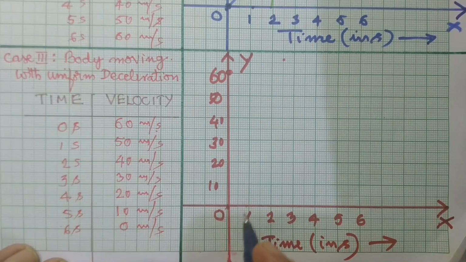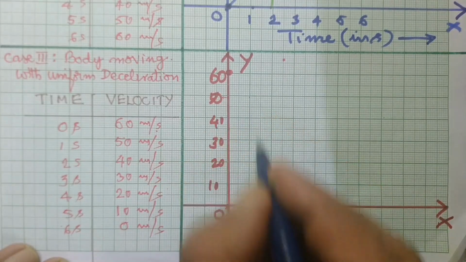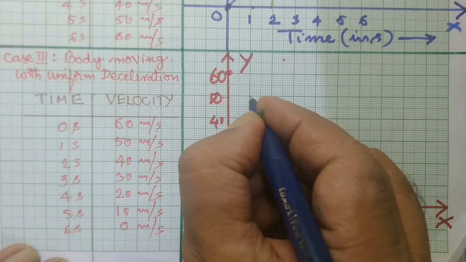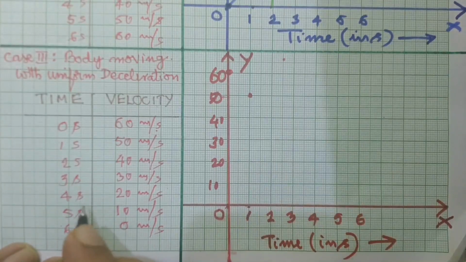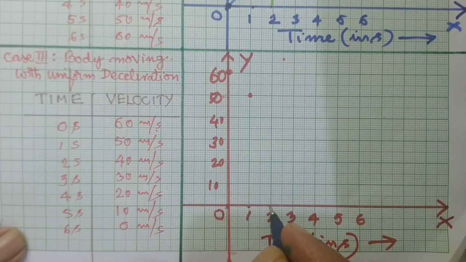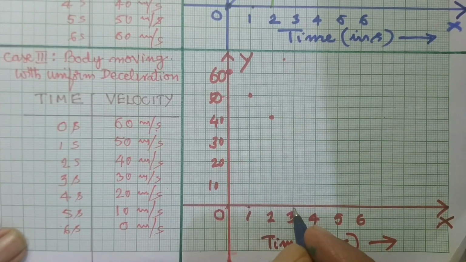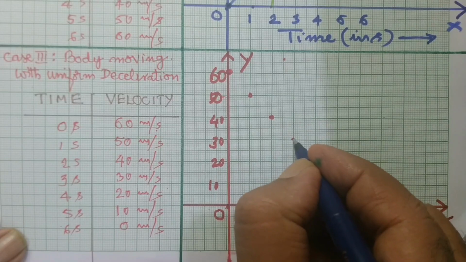Next 1 second. This is 1 second on the x-axis. Y-axis means it is showing 50 meter per second. Means it is now here, 50 meter per second for this 1 second. So the point is like this. Now 2 seconds, we will see that it is 40 meter per second. 2 second, it is 40 meter per second. 3 second, it is 30 meter per second.